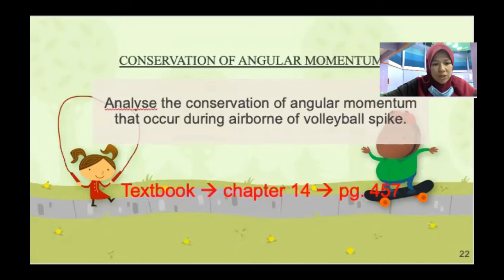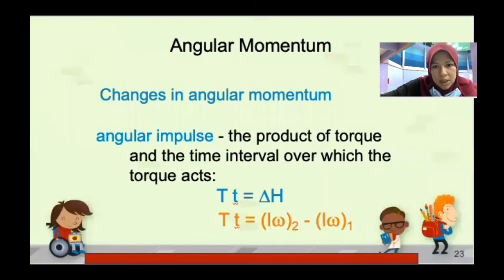So the flex position will have small moment of inertia and large angular momentum. And when extended, it will create large moment of inertia and small angular momentum. Okay. When we see on angular momentum, a change in angular momentum is the angular impulse, the product of torque and the time interval over which the torque acts.